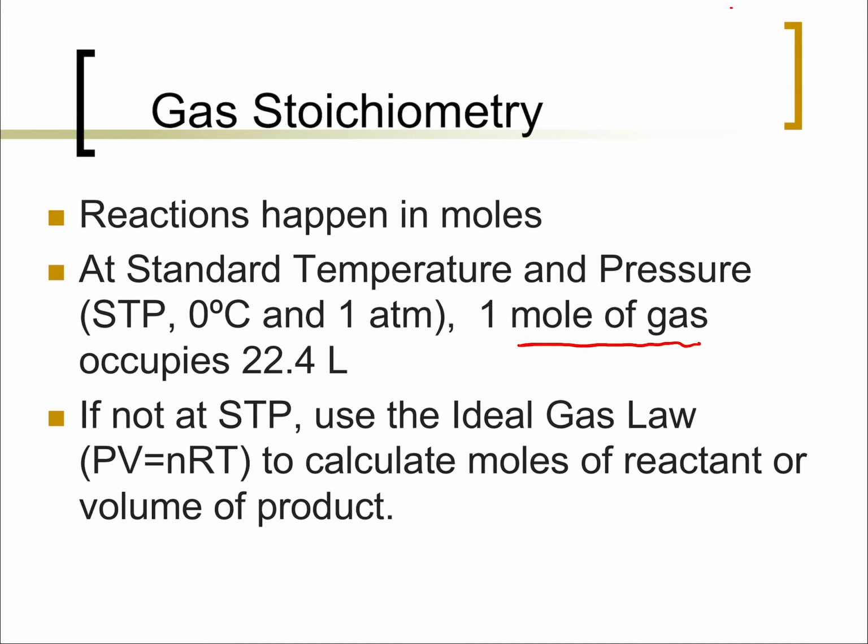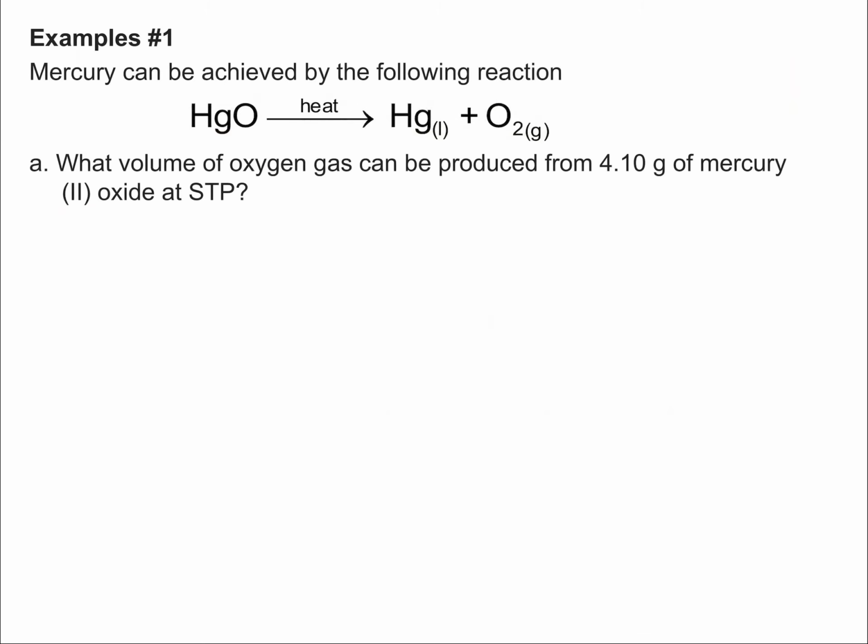So that's a very important, nice little relationship if we're at STP. So 1 mole equals 22.4 liters is a real nice relationship if we're at standard temperature and pressure. If we're not at STP, then we'll have to use the ideal gas law, PV equals nRT, to calculate whatever it is that they want to calculate. So we're adding two tools to our stoichiometry tool chest: 1 mole equals 22.4 liters at STP, or PV equals nRT when it's not at standard temperature and pressure. We're just going to do two examples, one at STP and one that's not at STP.